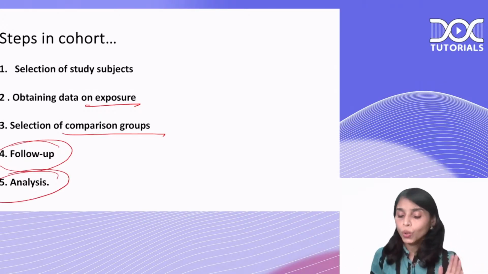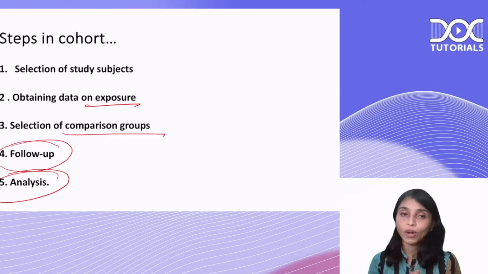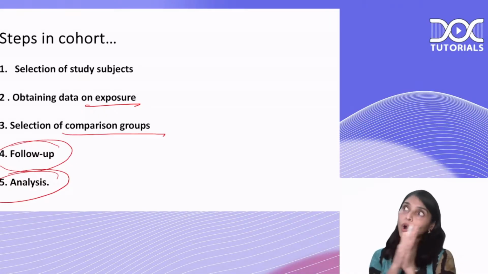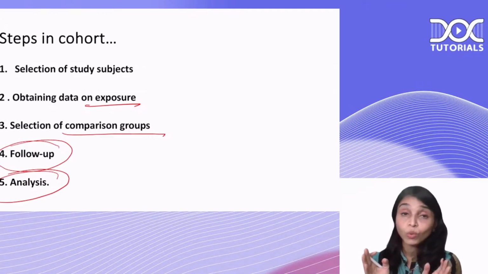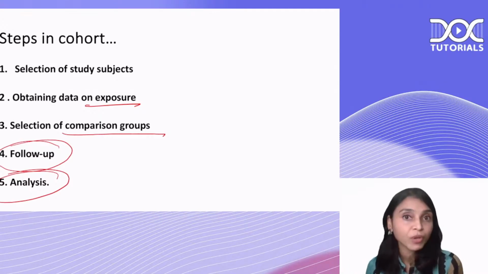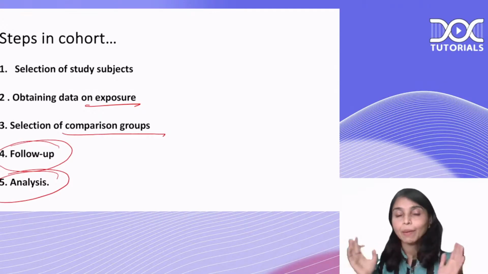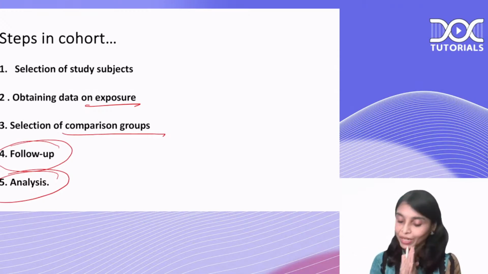So here there are 5 steps and you can remember them using a mnemonic. It's a prayer. Cohort is something which will take a long time, right? Suppose you're studying a rare outcome, just imagine how long you have to wait. You may have to wait 10, 20 years for that outcome to happen. So remember, it's something which takes a long time. So you are praying. What is it?